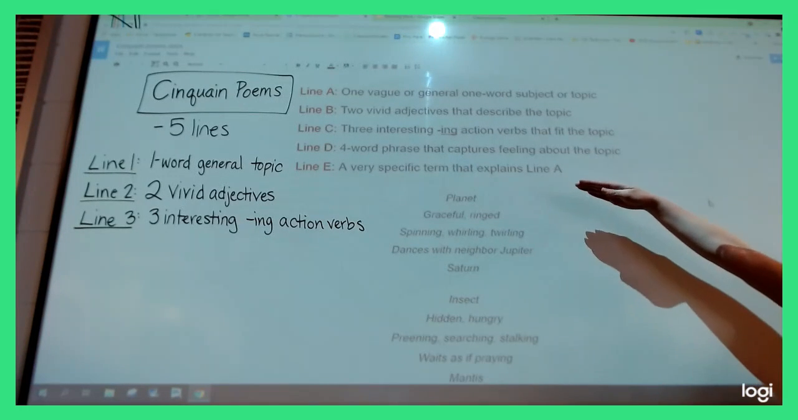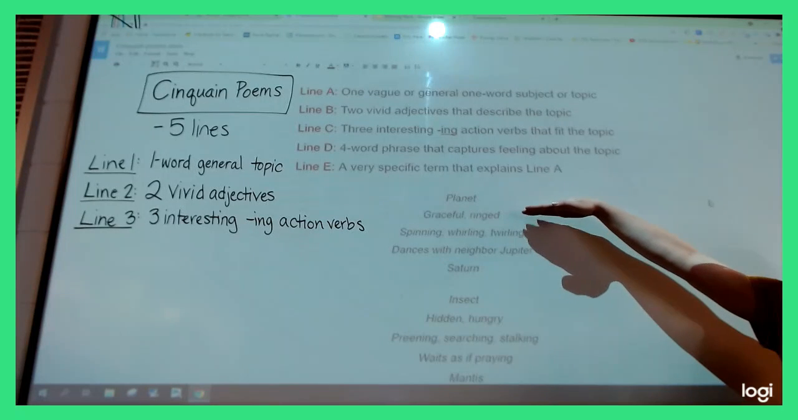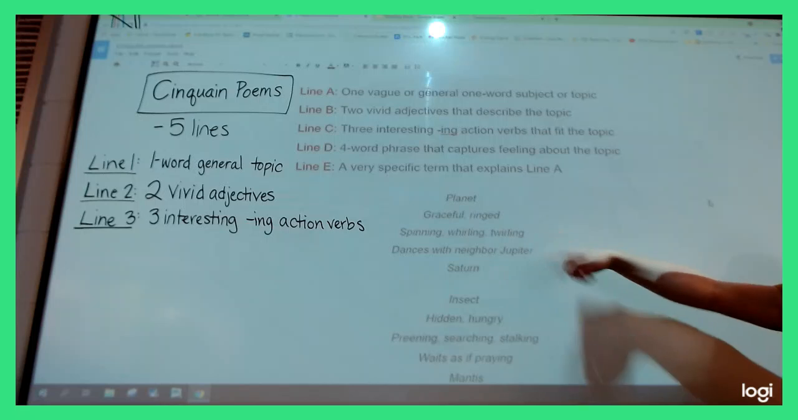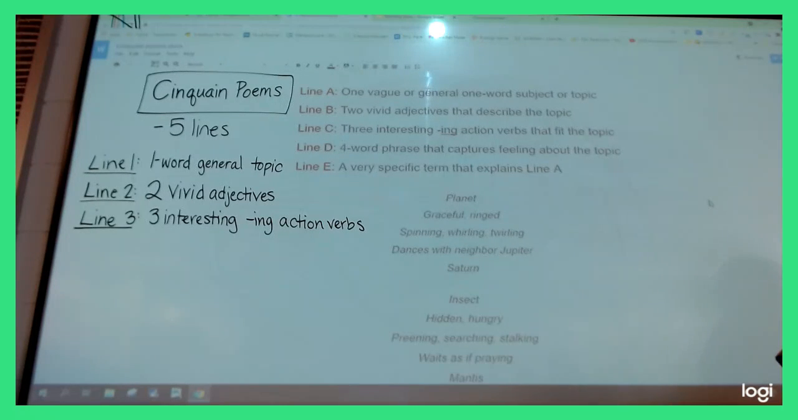So far, we've got planet, graceful, ringed, spinning, whirling, twirling. Give you just a minute to finish line 3, and we'll move on to line 4.